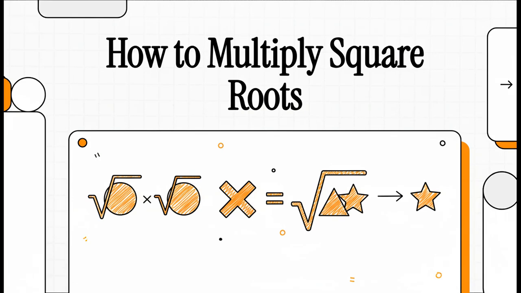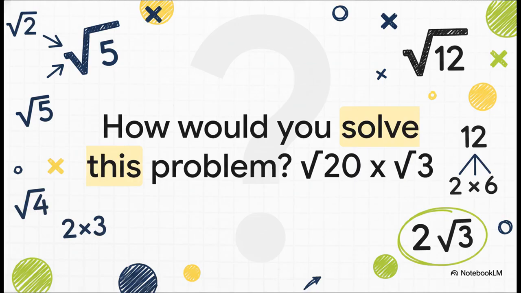All right, let's just jump right into it. Today, we're going to break down how to multiply square roots. Now, I know this can seem a little tricky, but it's actually super straightforward once you see how it works. So, let's put this up on the screen. The square root of 20 times the square root of 3.